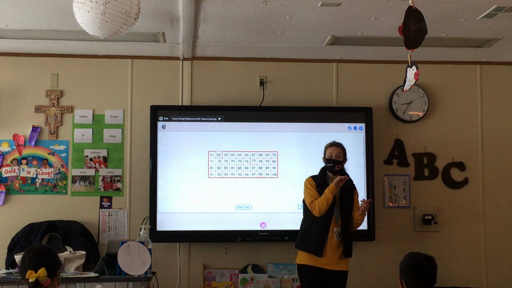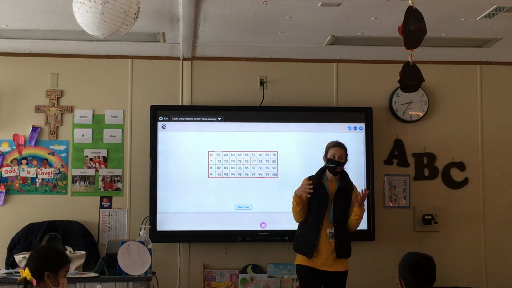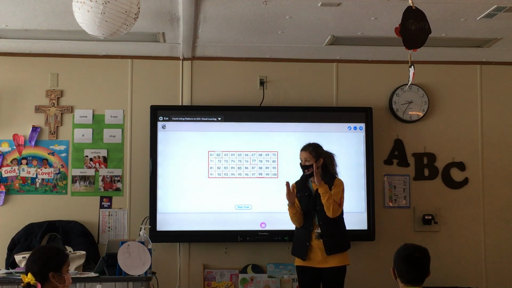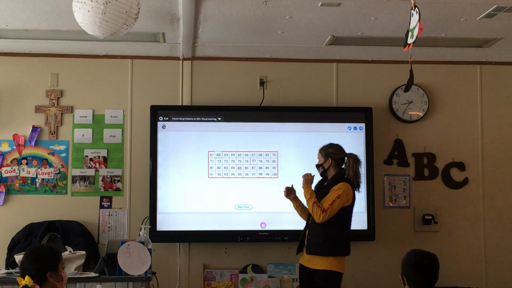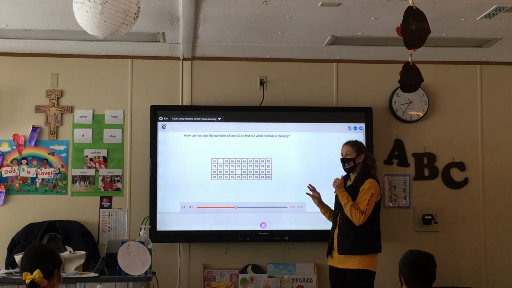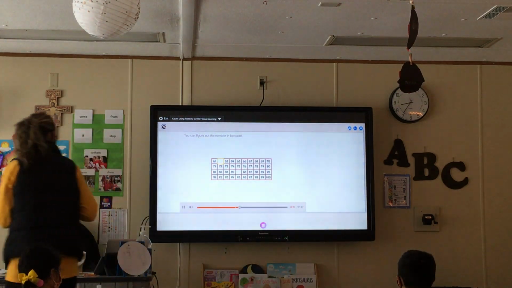Use the row to tell you what you're in. Are you in the 80s? Are you in the 70s? Are you in the 40s? Are you in the 30s? But then use the column to tell you, well, what's my second number going to be? What's the number on the right? Okay? You guys see how we use that to help us today? Okay, so rows and columns, super important. You can figure out the number in between.